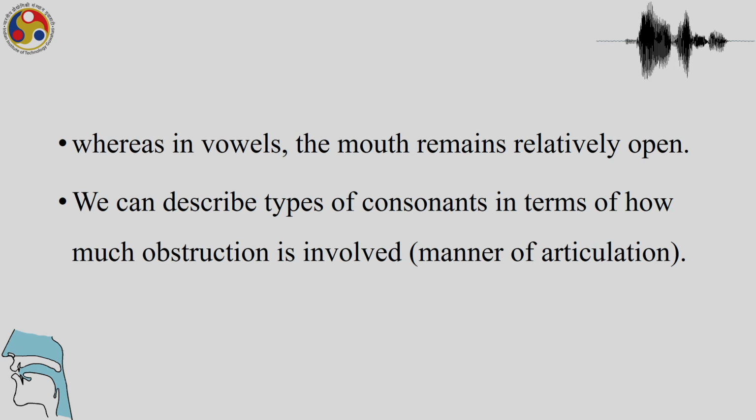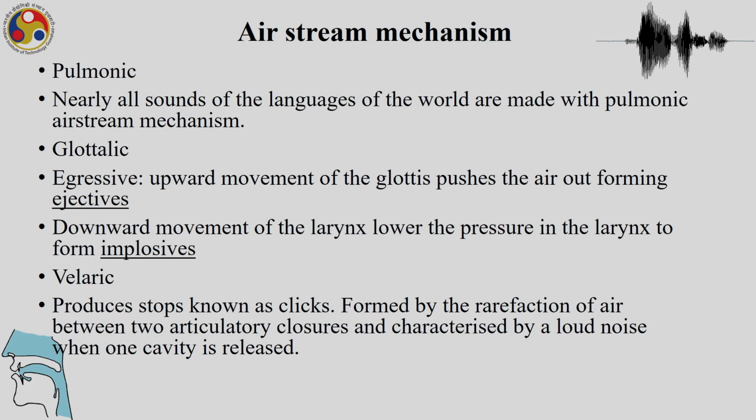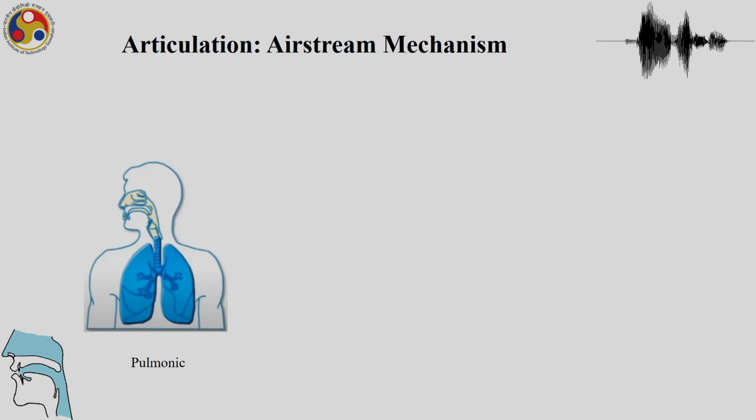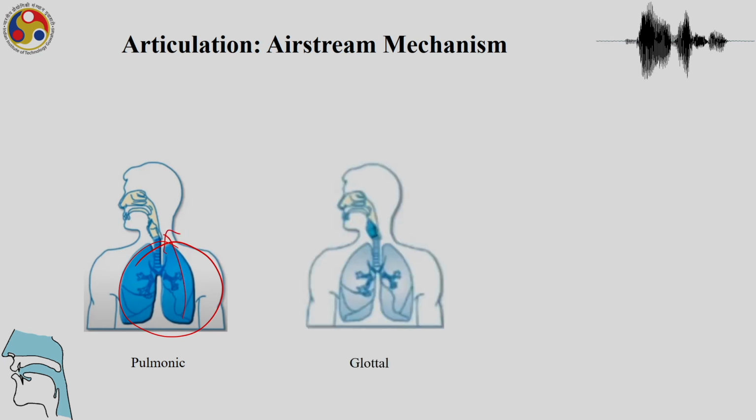Whereas vowels are different because they are always relatively open. We can describe types of consonants in terms of how much obstruction is involved. Nearly all sounds of the languages of the world are produced through the pulmonic airstream, which means the air is pushed out of the lungs.